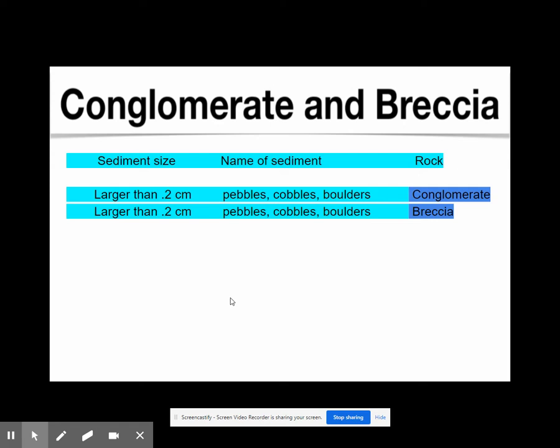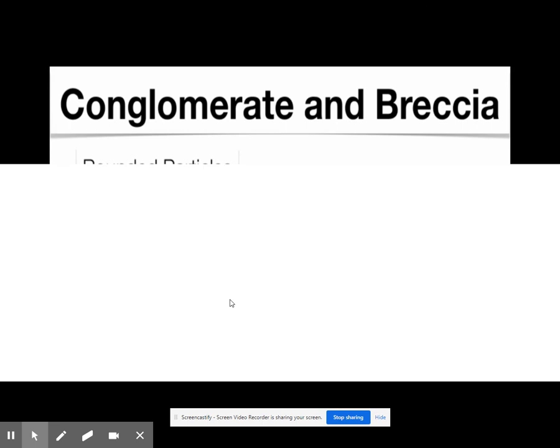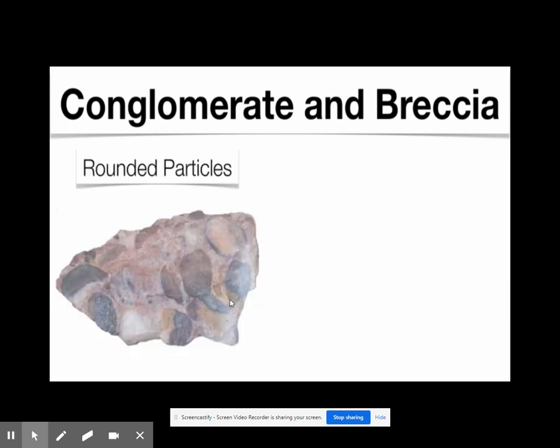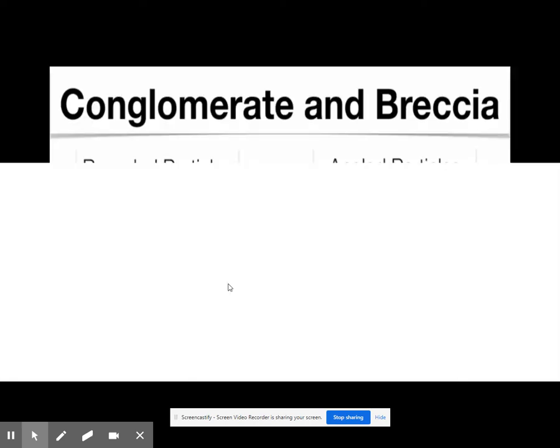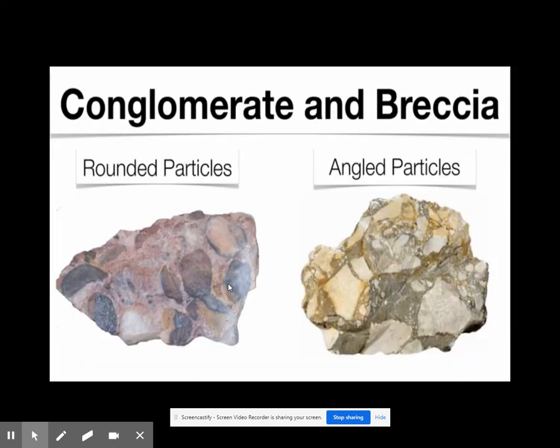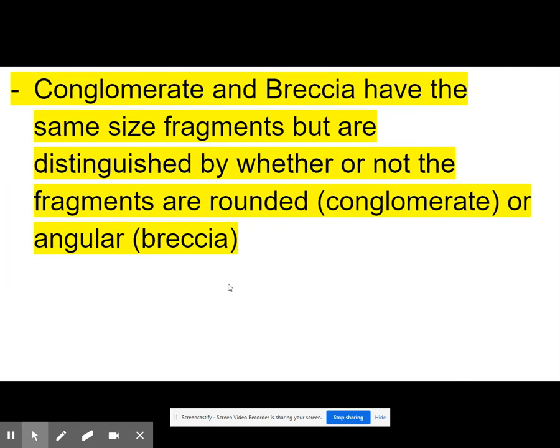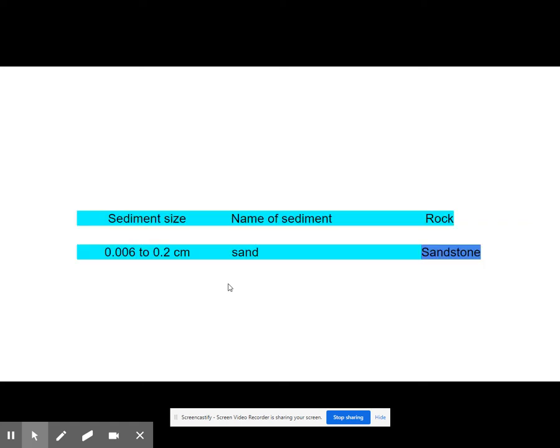So conglomerate and breccia both have the same particles. They're both made of particles larger than 0.2 centimeters, the same types of sediments: pebbles, cobbles, or boulders. But here's the thing about them. They are different. In a conglomerate, the particles are rounded, and in a breccia, the particles are angular. So conglomerate and breccia have the same fragments, but are distinguished by whether or not the fragments are rounded. If they're rounded, they're conglomerate. If they're angular, they're breccia.